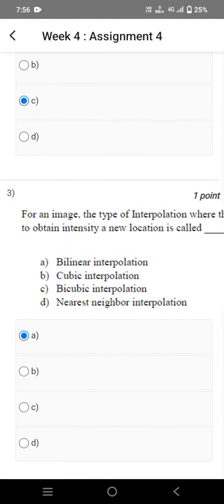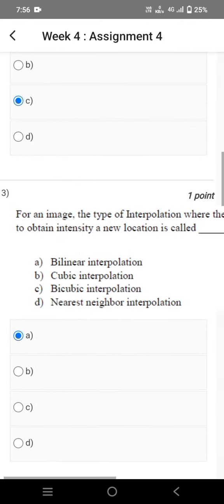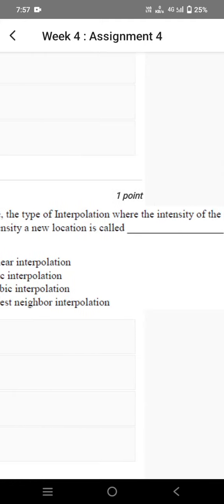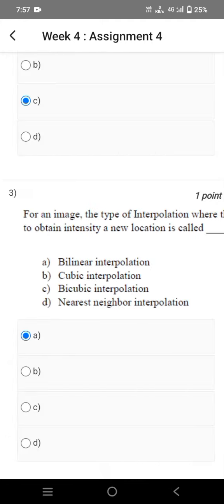Question third, for an image, the type of interpolation where the intensity of the four neighboring pixels is used to obtain intensity at a new location is called. The answer will be option A, bilinear interpolation.